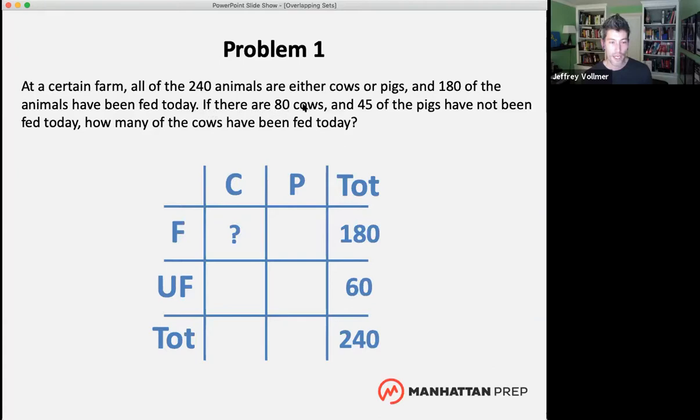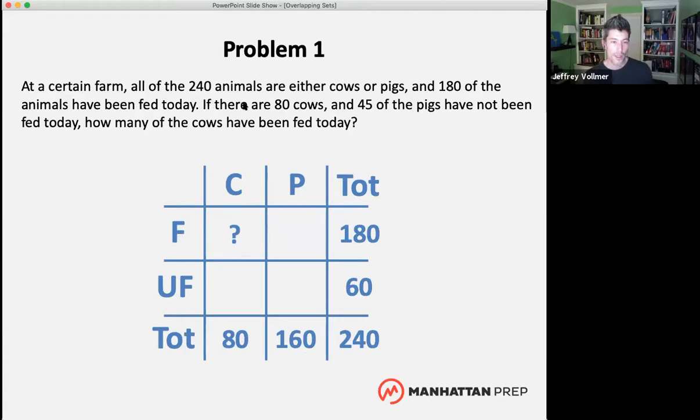All right, let's keep going. If there are 80 cows, oh, thank you very much. 80 cows, where do I put 80? This is not distinguishing between fed and unfed cows, it's just 80 cows, period. That's going to go here. And again, we have two items in a row. It's like tic-tac-toe, right? You see two in a row, go ahead and finish this thing off. 80 plus something is 240. That should be 160.